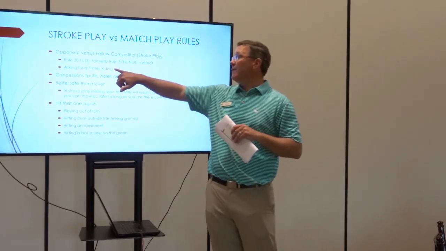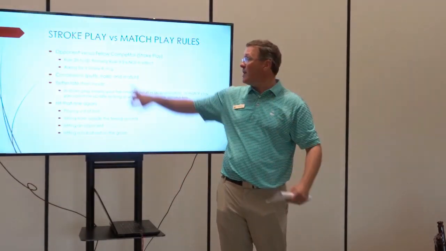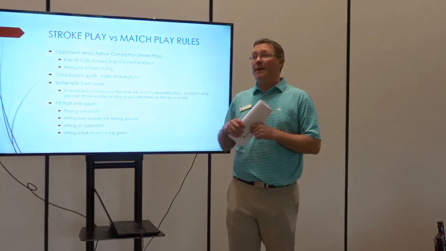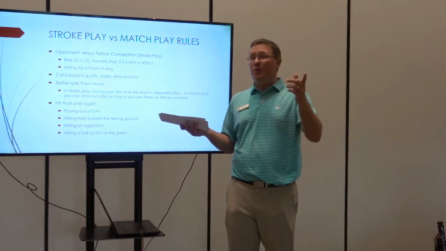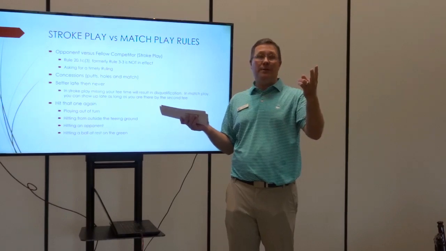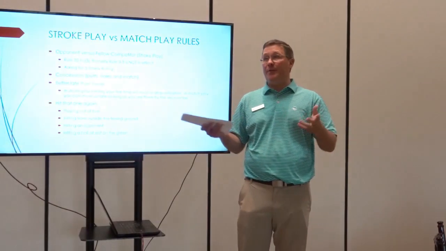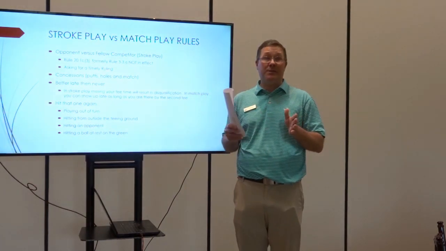We mentioned asking for a timely ruling and Rule 20.1C3. That was formerly Rule 3.3. You cannot do that in match play. That one basically says if you're not sure how to proceed, you play 2 balls. Tell someone you're going to play 2 balls and tell them which one you want to count. And then you ask for a ruling as soon as you see an official. Helps us keep play moving when there's not officials all over the golf course. Can't do that in match play.